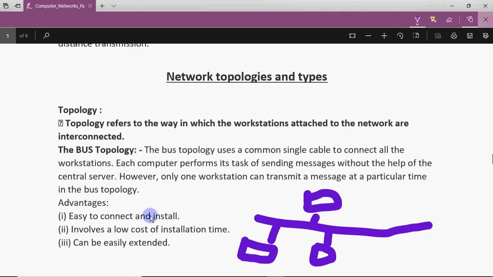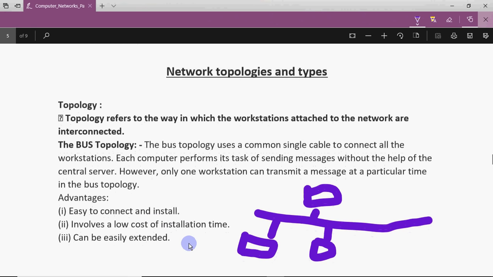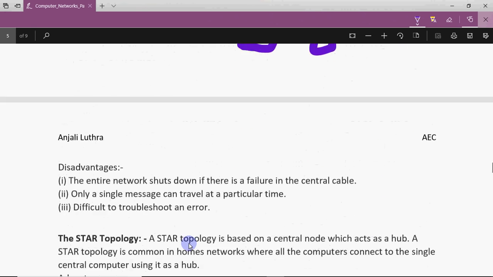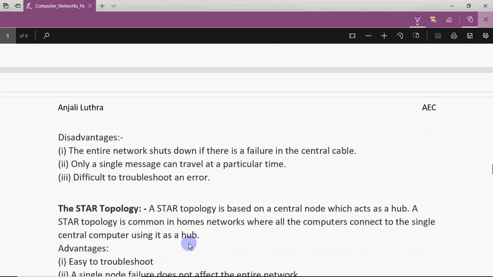It's easy to connect and install, involves a low cost of installation time, and can be easily extended. Disadvantages are the entire network shuts down if there is a failure in the central cable. If the central cable is not working, it won't work. Only a single message can travel at one time. If one system is sending, other systems have to wait for their turn. Once a system's turn is over, the cable is free, then only the other one can send. If by chance two systems send at the same time, the data will collide because the cable cannot have two messages at the same time.